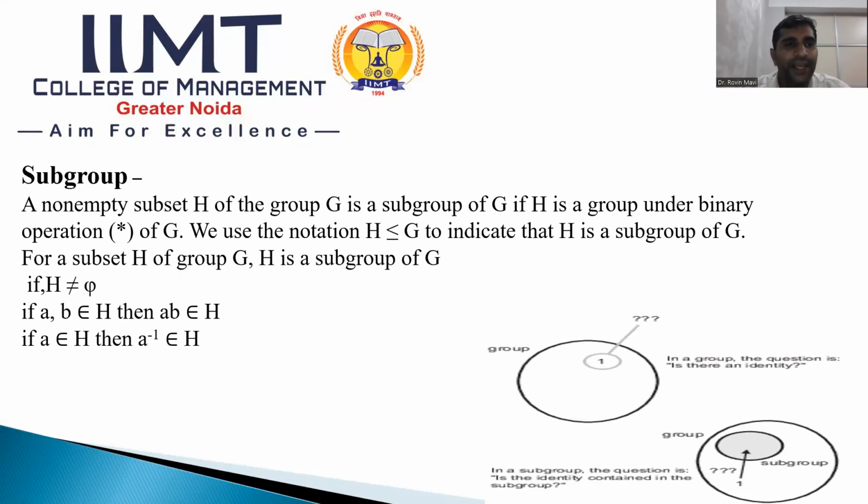Subgroup. A non-empty subset H of a group G is a subgroup of G if H is a group under the binary operation star of G. We use the notation H ≤ G to indicate that H is a subgroup of G. For a non-empty subset H of a group G, H is a subgroup of G if, for all a, b belonging to H, ab belongs to H, and if a belongs to H, then a inverse belongs to H.